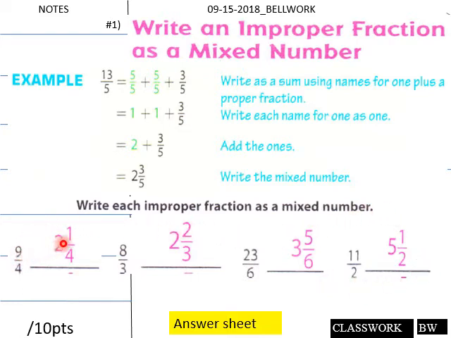4 into 9 goes 2 with 1 left over. 3 goes into 8 twice with 2 left over. 6 goes into 23 3 times with 5 left over. Then 2 goes into 11 5 times with 1 left over.